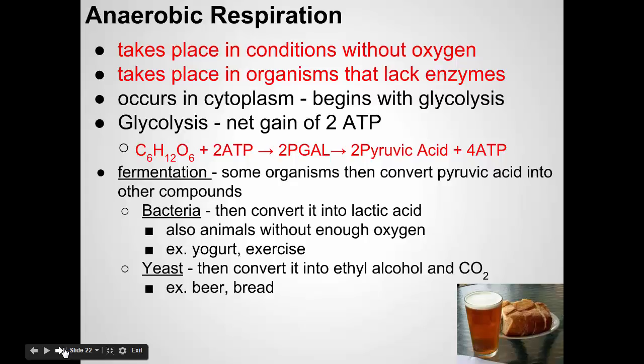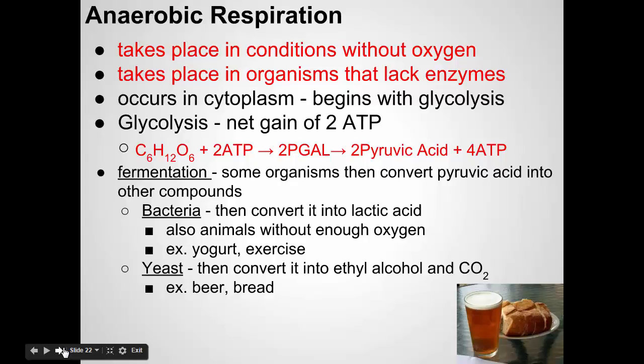Another form of fermentation that results in different products, an example is yeast. Yeast go through the process of anaerobic respiration and fermentation. They take that pyruvic acid that's produced, and then they convert it into other products. They convert it into ethanol, ethyl alcohol, and carbon dioxide. And again, this is something that we use in creating foods and beverages.